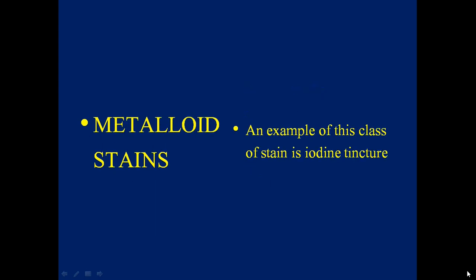Then metalloid stains. An example of this class of stain is iodine tincture. It is also a kind of stain which is mainly found in many organizations, sections, and departments wherever they come in contact with such metalloid stains. So the employee should be able to identify the metalloid stains, and as per that stain, he or she should be able to identify the chemical and the process.